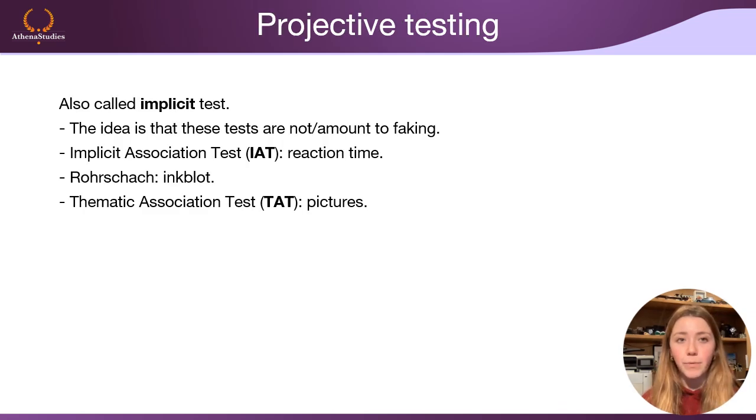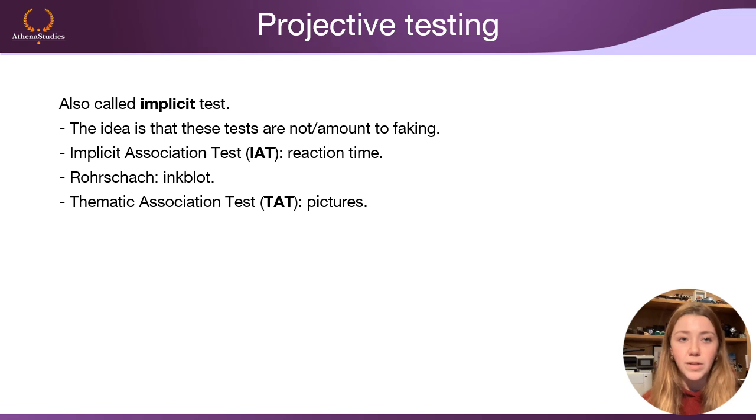Next up are the projective tests. These are also called implicit tests. So the idea is that with these tests, you're not able to fake anything. There are three types of tests. We have the implicit association test, the IAT.